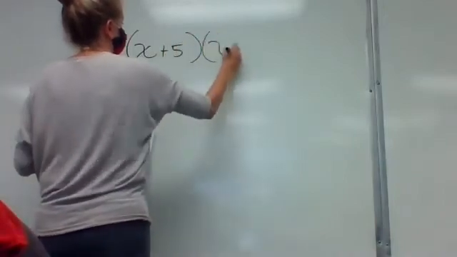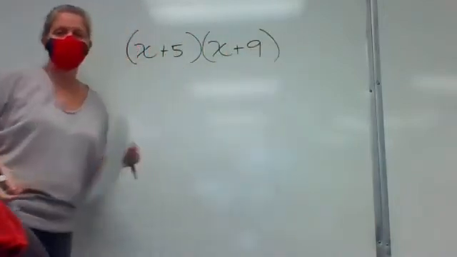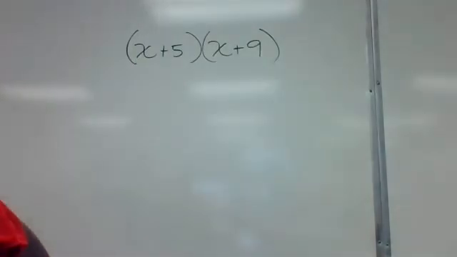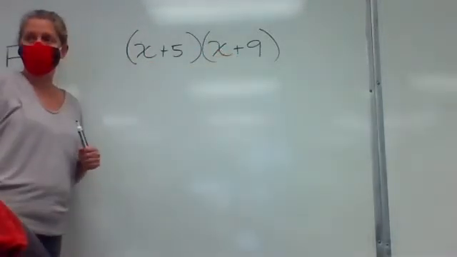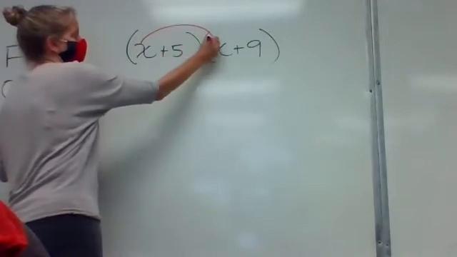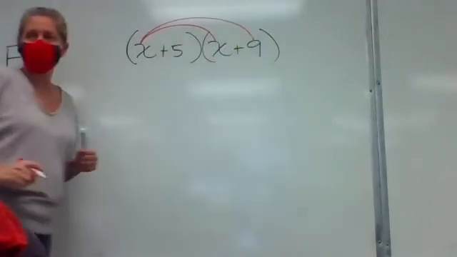This is number 8. All right, this is a very important topic right here. It says use FOIL to multiply. It has this acronym. When you hear people say use FOIL to multiply, we are still just distributing. I am distributing this x to everything in the other parentheses. So this x comes here and here.